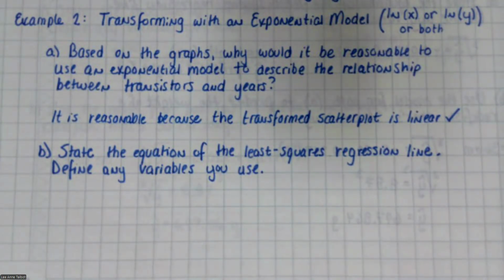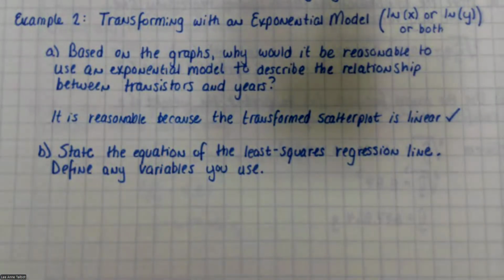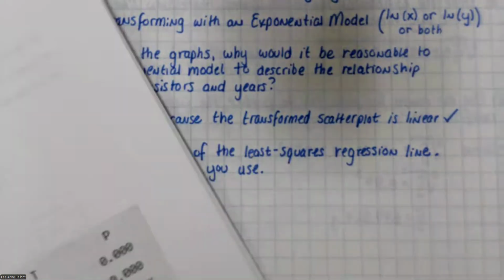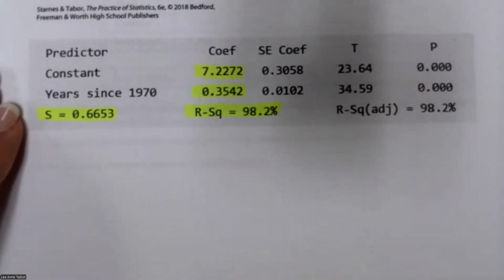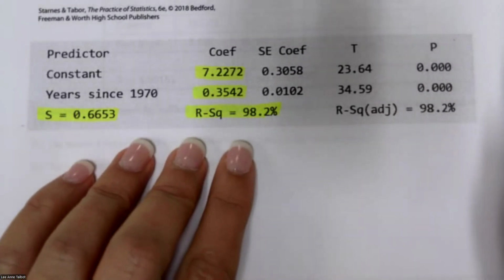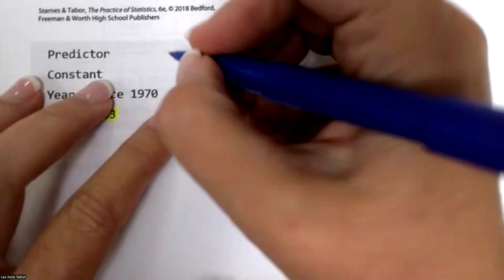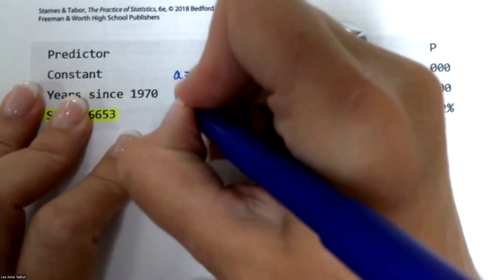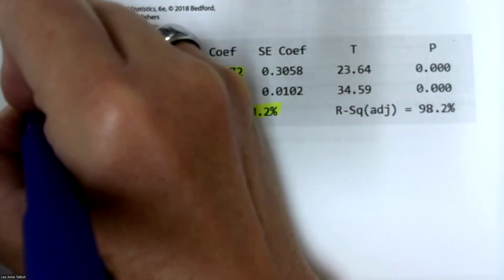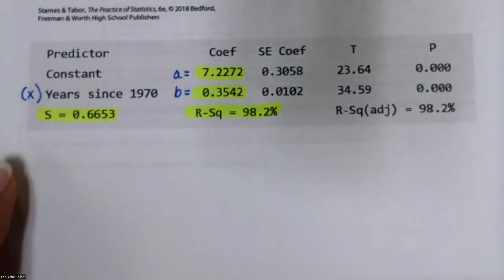Okay, they did not give us a residual plot on this one. It's okay. We just need one or the other. State the equation of the least squares regression line, and define any variables you use. So we're going to go back to last time and do our highlighting. Notice they're giving you less and less. This is still A, this is still B, this is still X.